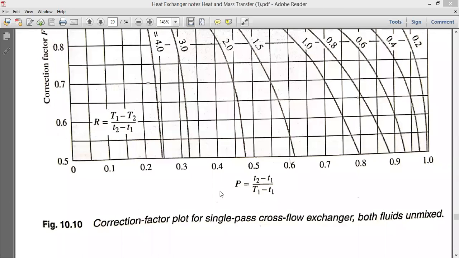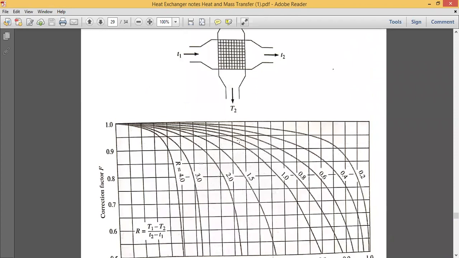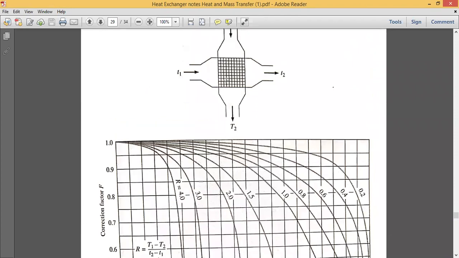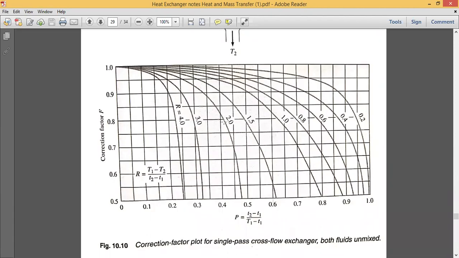So this is the plot. That plot you can see is given for the cross flow, with one side perpendicular to the other. Now go to the plot. What is the plot? On the ordinate, the vertical axis, is the correction factor, the horizontal axis is P, and there is another quantity that is varying, that is R.